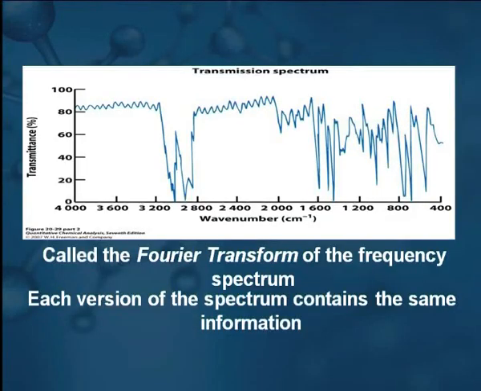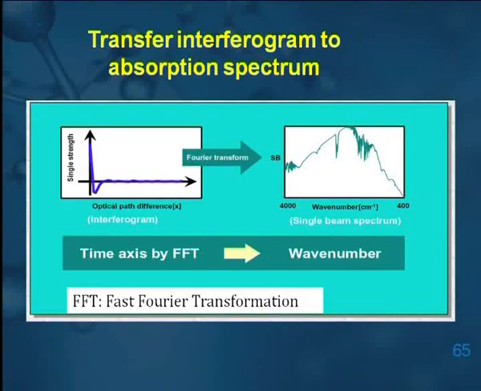It is a transmission versus the wave number. Each version of the spectrum contains the same information, and the peaks will detect what type of material we are using. Now the transfer of the interferogram to the absorption spectrum. Here on the left hand side there is an interferogram, and then we are getting the output in the form of the absorption spectrum.